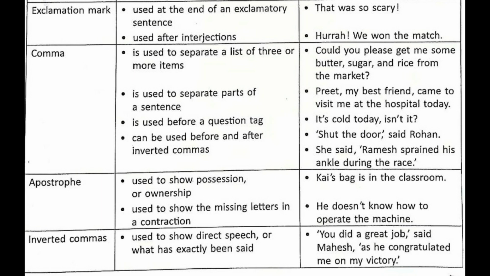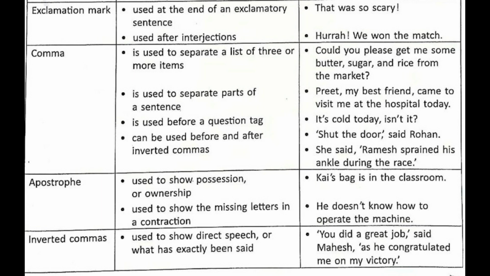The next punctuation mark is comma, which is used to separate a list of three or more items. For example, could you please get me some butter, sugar, and rice from the market? So as you can see, after butter there was a comma, after sugar as well we have got a comma.